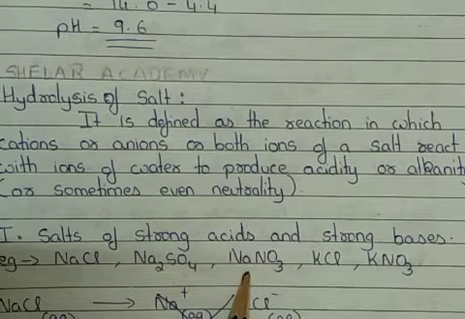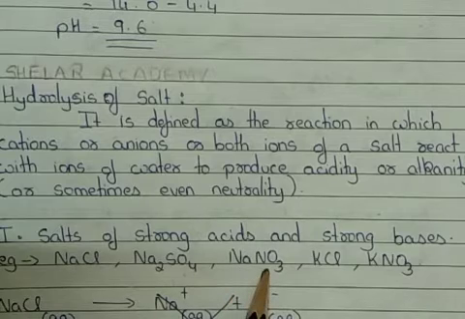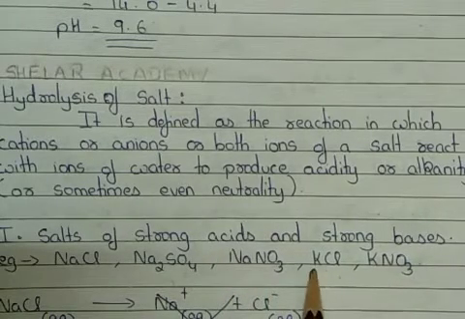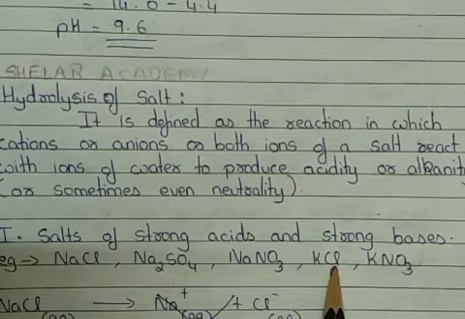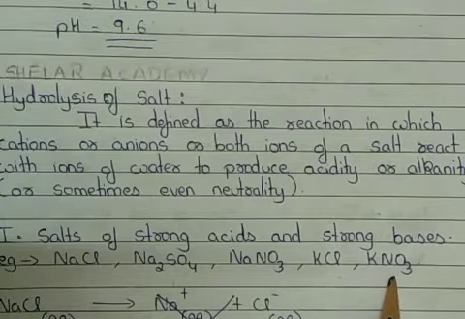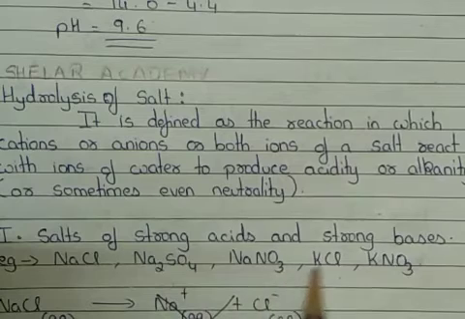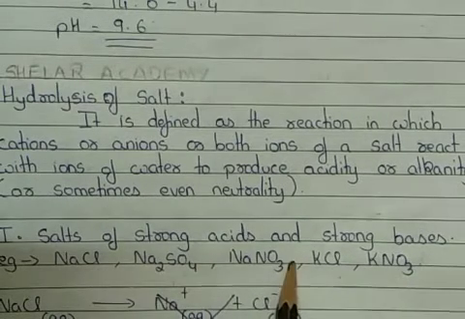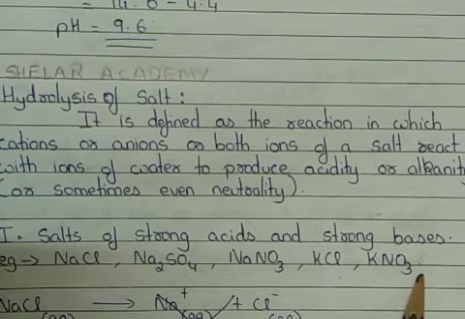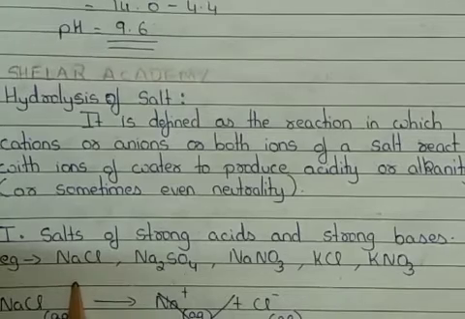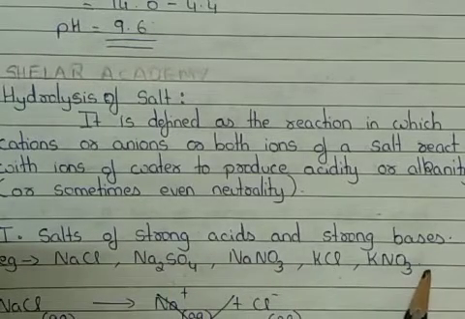NaNO3, which is a combination of strong base NaOH and strong acid HNO3. KCl, a combination of strong base KOH and strong acid HCl. KNO3, a combination of strong base KOH and strong acid HNO3. So these are various salts obtained by the combination of strong acids and strong bases. Now, the question can be asked with respect to any of them. I am going to explain with NaCl and then I will show you how to write with respect to the other salts.